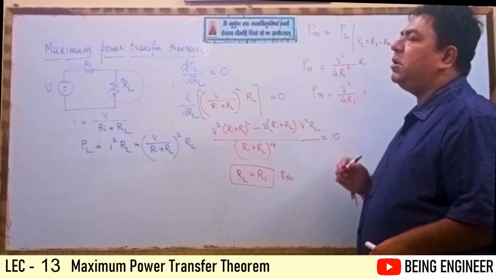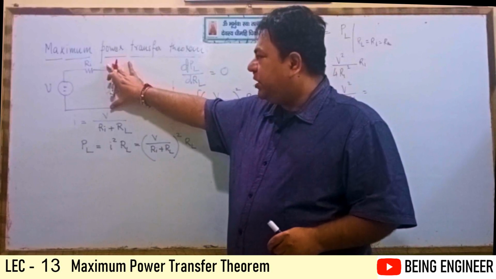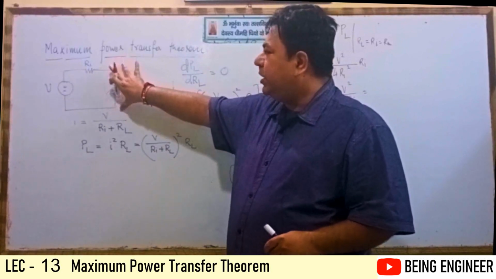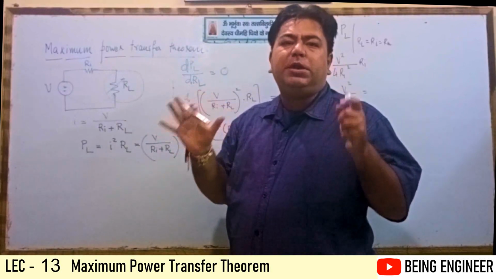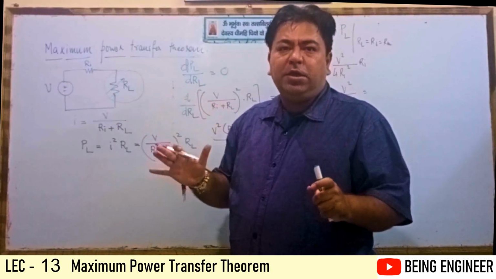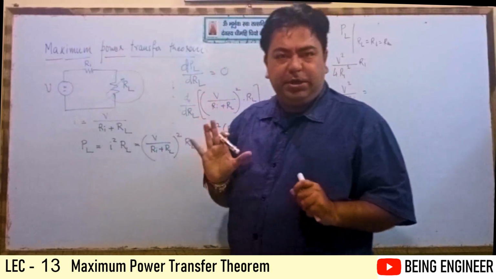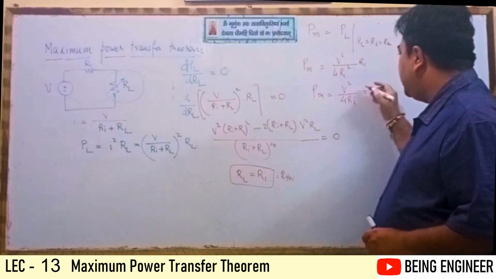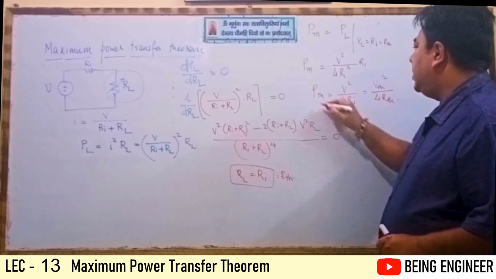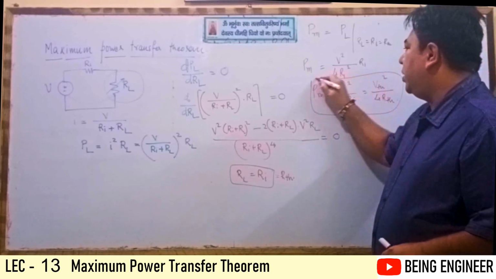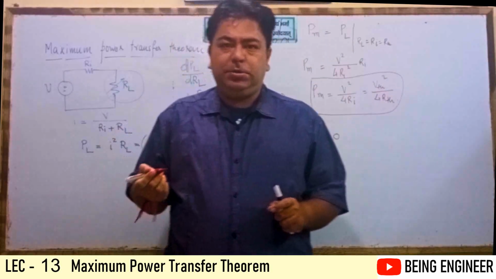Now this is something which is very important. If I remove this load resistor from this point, what is the voltage across these open circuited terminals? In Thevenin's theorem we have seen that the voltage developed across the open circuit terminals is the open circuit voltage, the Thevenin voltage. So here that voltage will be exactly V, so we can write V as VTH and Ri as RTH. The expression we got is P maximum equals VTH square upon 4 RTH, isn't it?